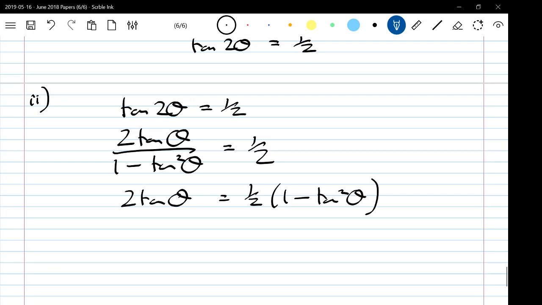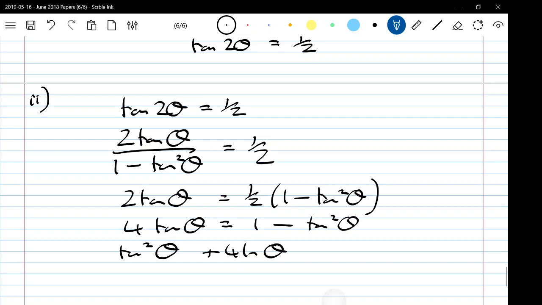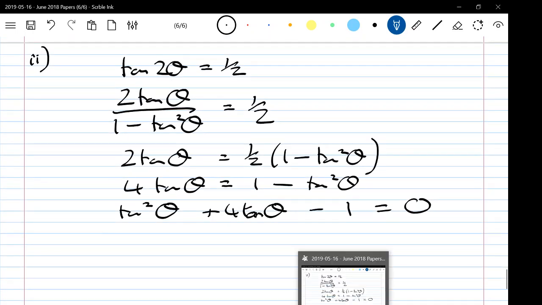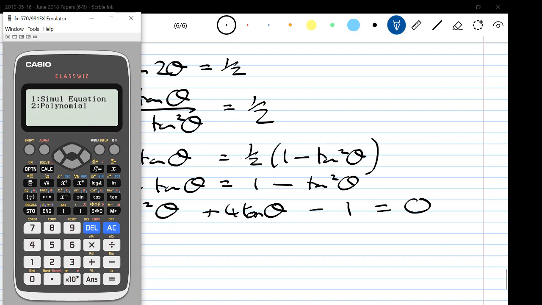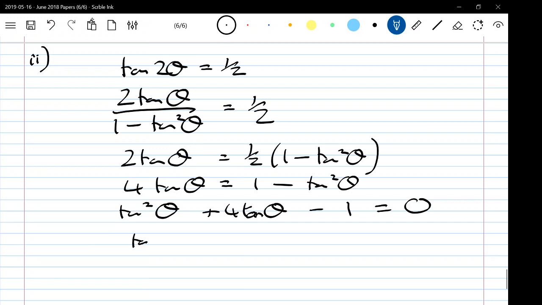We're heading for a quadratic in terms of tan theta. I'm going to double everything. 4 tan theta is 1 minus tan squared theta. So tan squared theta plus 4 tan theta minus 1 would be 0. We're not in detailed reasoning, so we can legitimately go to our calculator and solve that polynomial of degree 2 in terms of tan theta. So that's 1, 4 and negative 1 as the coefficients, giving us minus 2 plus or minus root 5. Tan theta is minus 2 plus or minus root 5.